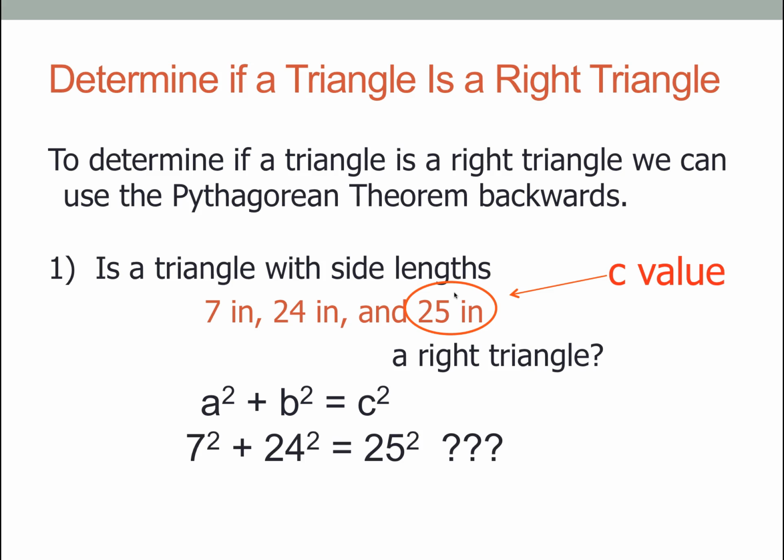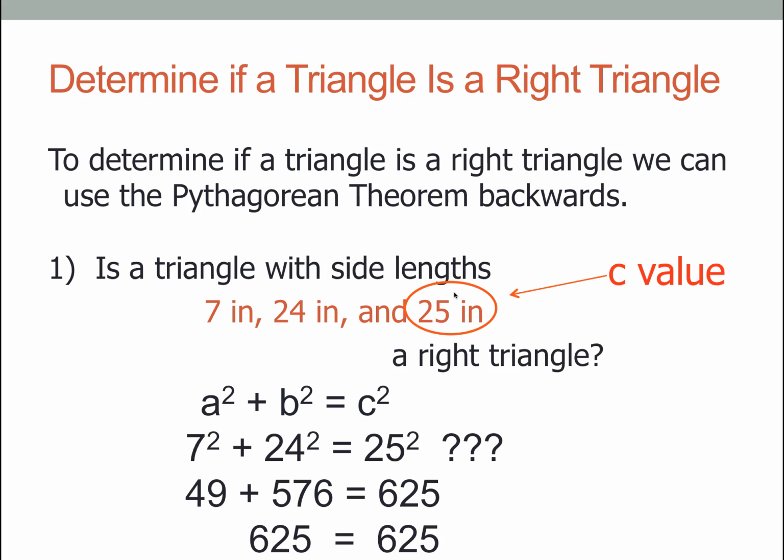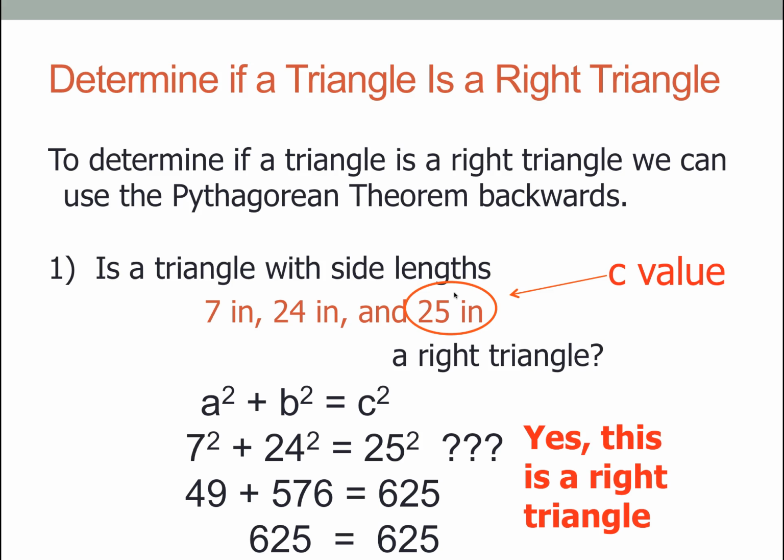So I have 7 squared plus 24 squared equals 25 squared. Is that true? Let's see. That would be 49 plus 576 equals 625. Or 625 equals 625. That is true. So yes, this is a right triangle.